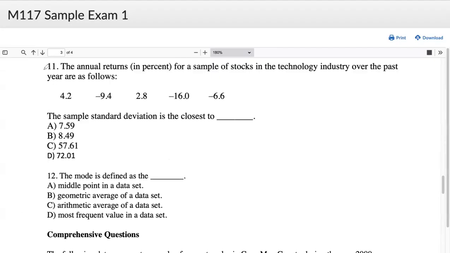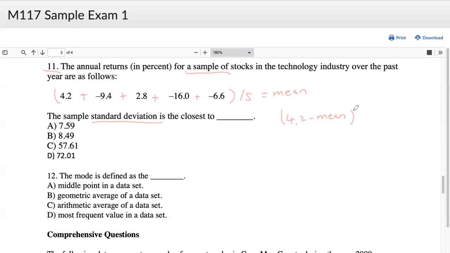Okay, 11. So I'm given some sample of stocks. We're given 1, 2, 3, 4, 5. 5 data. And we know this is from a sample. So we need to calculate the standard deviation. So first we need to calculate the mean. Mean means we add them up. We divide it by 5. Right, so 1, 2, 3, 4, 5. So that would be the mean value. Then we subtract every number from the mean number. So we do 4.2, subtract the mean.